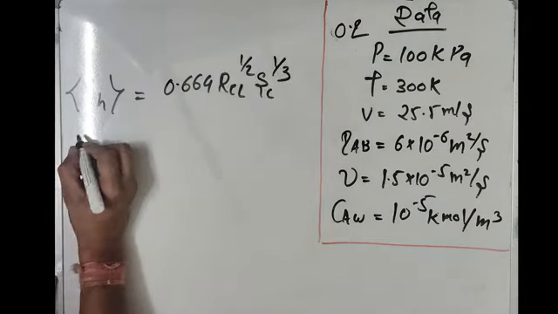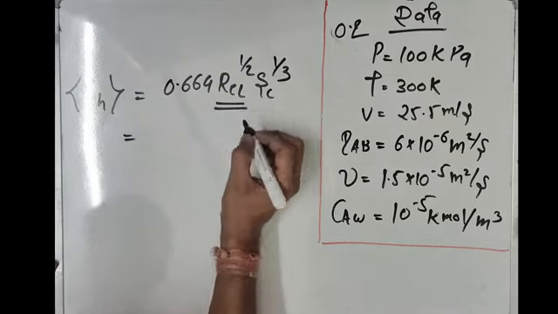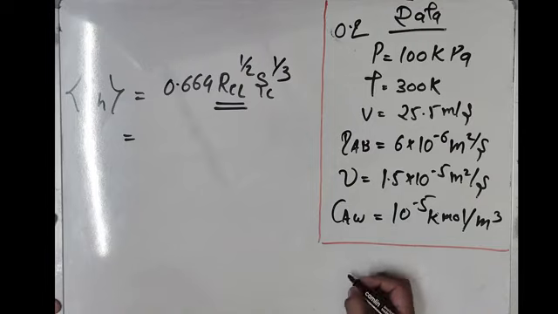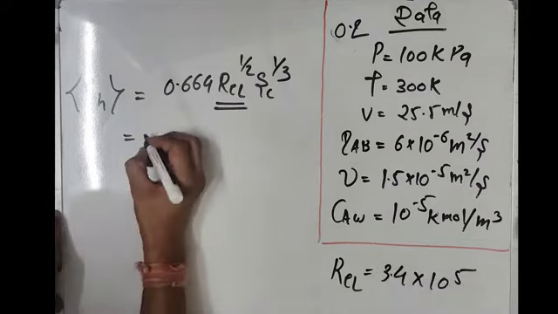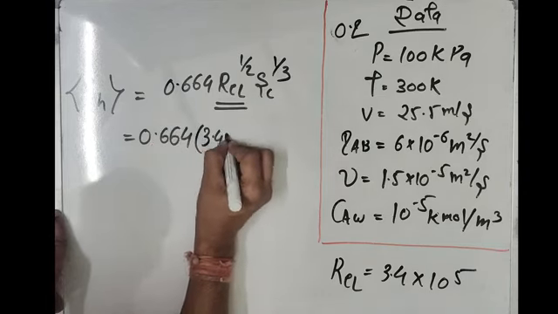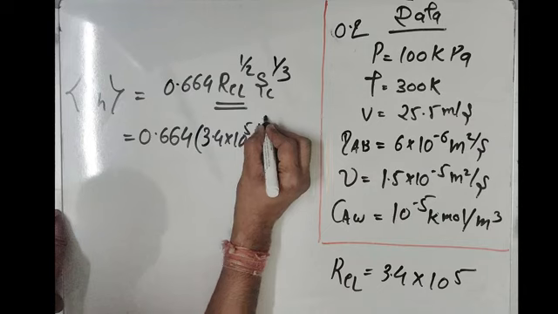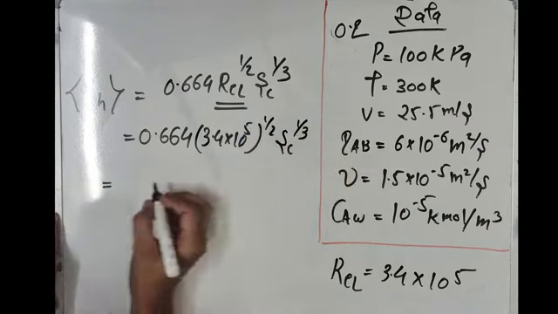The Reynolds number that we had obtained was 3.4 × 10^5. So we'll substitute the value of the Reynolds number, 3.4 × 10^5, to the power 1/2. Now to find the Schmidt number, we have to expand the Schmidt number.